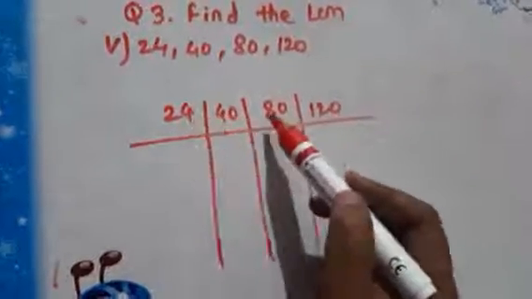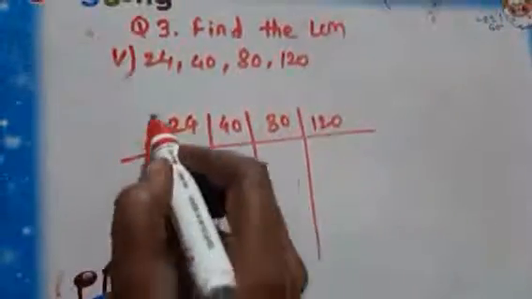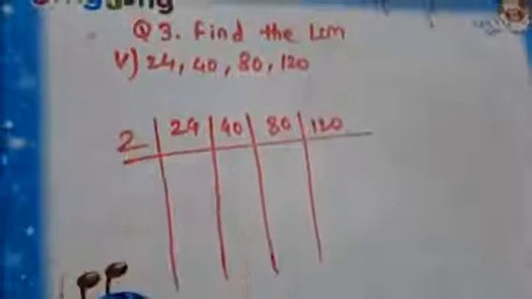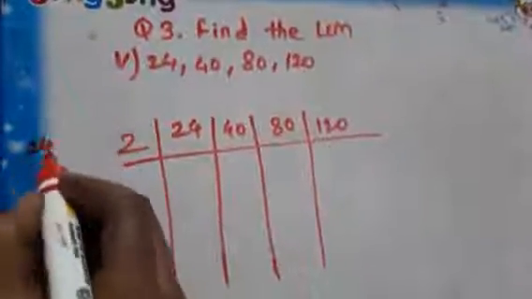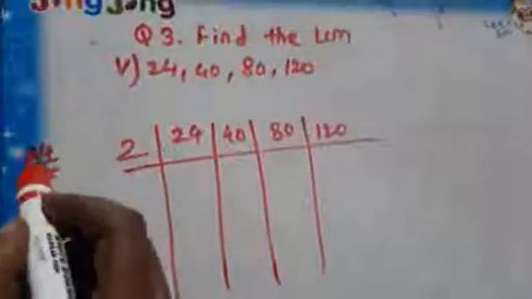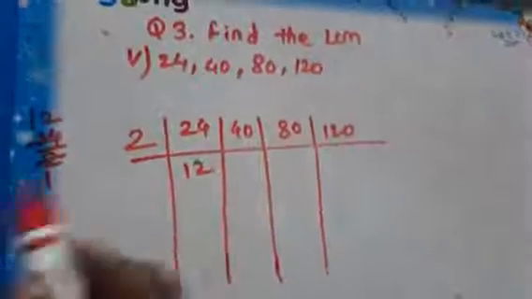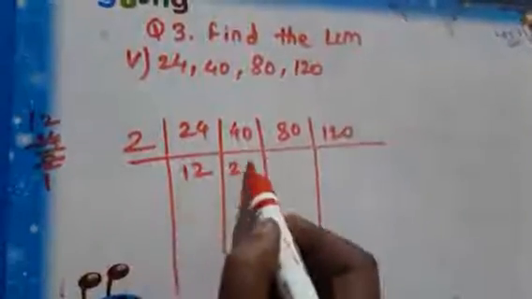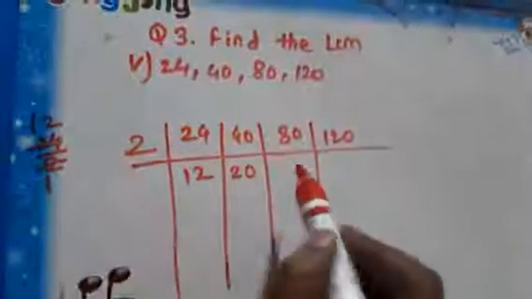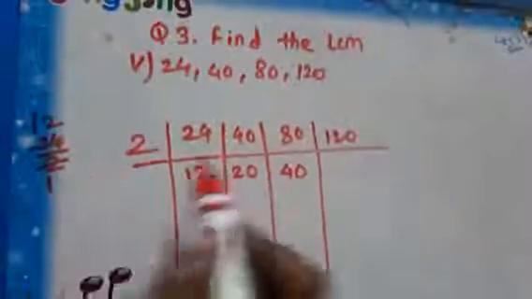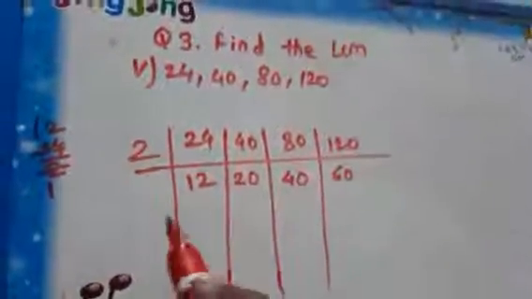If you check the unit place of all the numbers, they are 4 and 0, so all these numbers are divisible by 2. We can take 2 common for all. So below 24, what should be written? 24 divided by 2: 2 ones are 2, 2 twos are 4, so here will be 12. Below 40, 2 into 20 is 40. Below 80, 2 into 40. And below 120, 2 into 60.